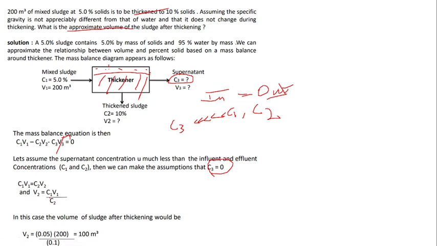Now, substitute the concentration 5%, so 5 by 100 is 0.05. The volume is 200 meter cube, divided by 10 percent, which is 10 by 100, so 0.1. So the answer is 100 meter cube. This is the volume of the thickened sludge after the thickening process. This is the right answer.